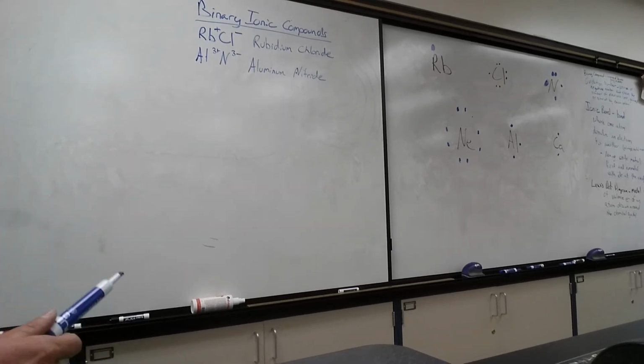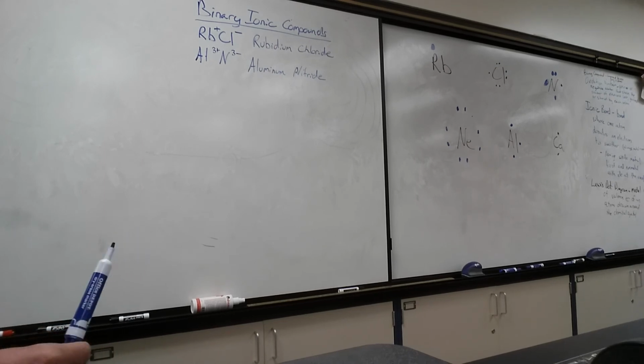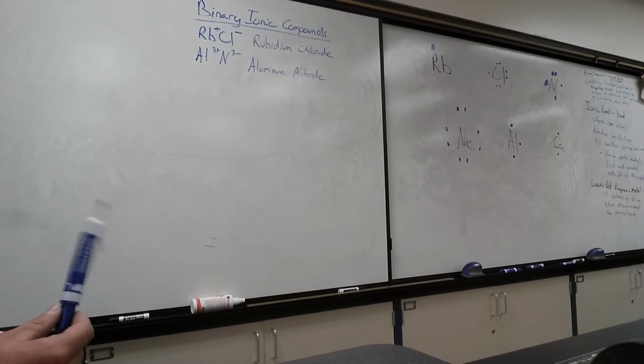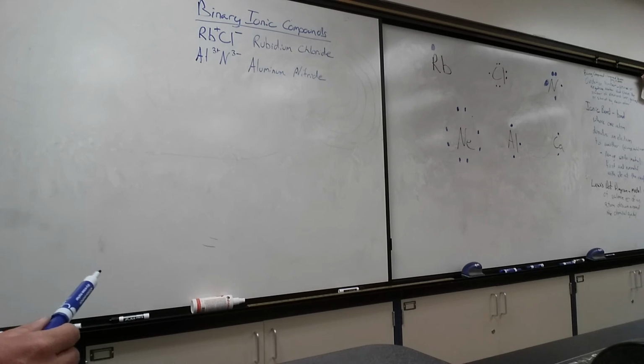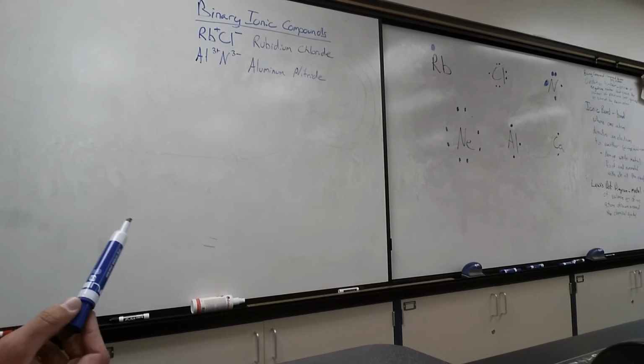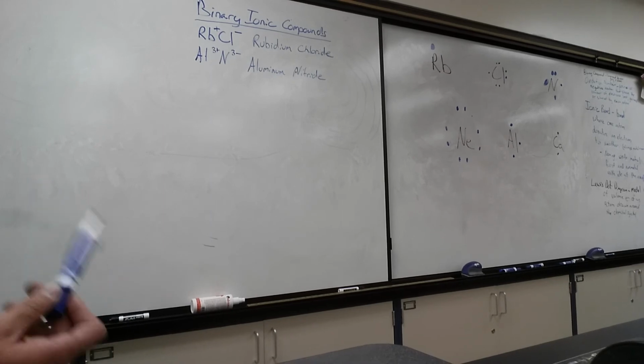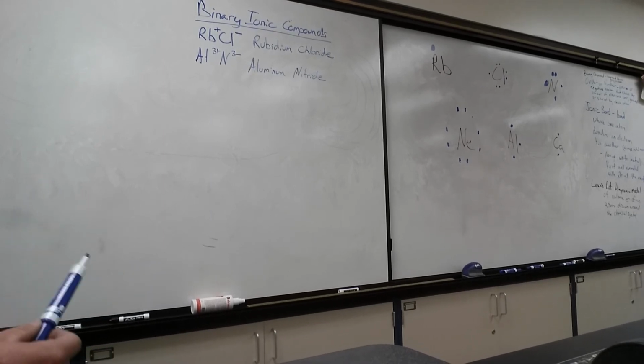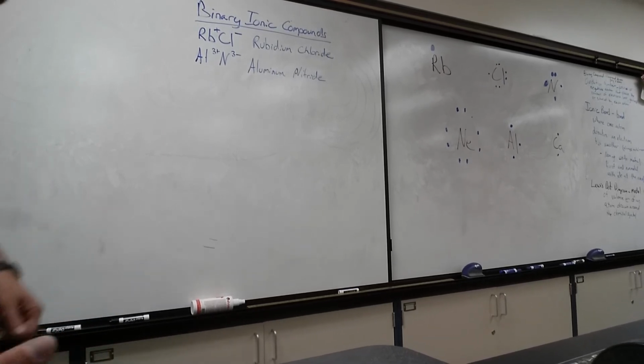The last element up there is calcium. Has 2 valence electrons. Is there anything that needs just 2? No. Something would have to have 6, right? So those are the only 2 binary ionic compounds we can make.